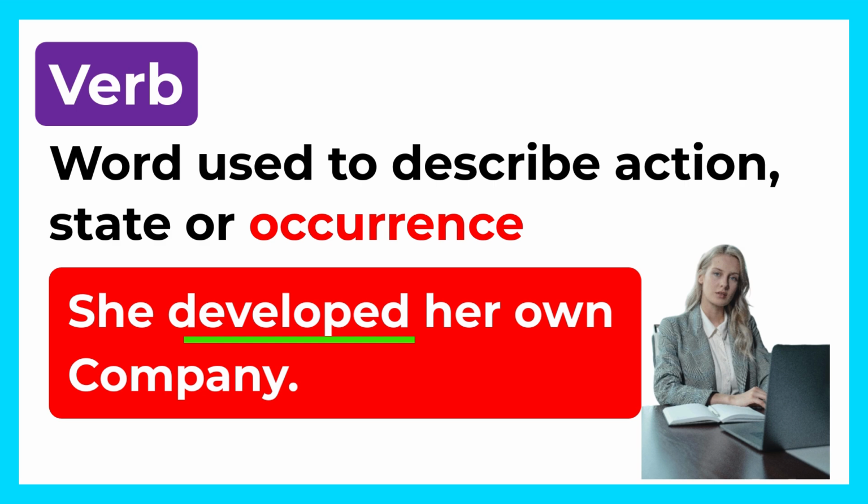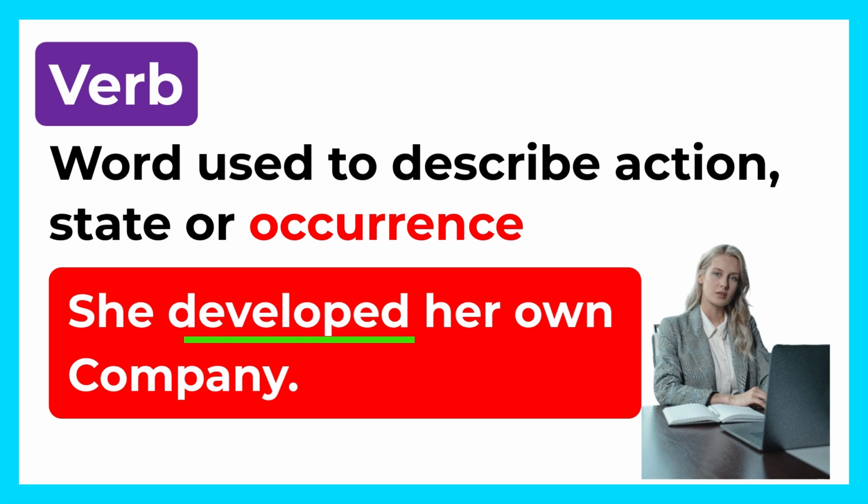The tense of the verb will change depending on when the action takes place. This can be in the present tense, past tense, or future tense. In this example, the verb is in the past simple.